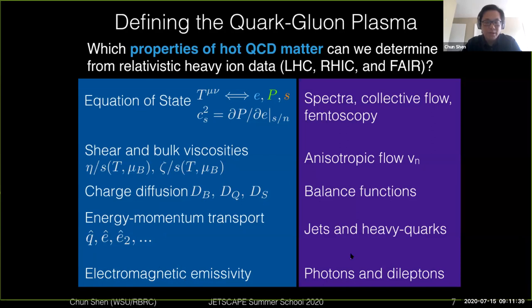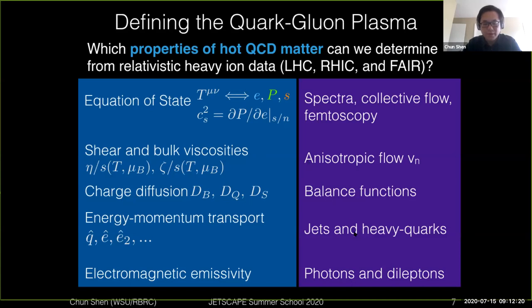On the right-hand side, I list a few observables that have a direct link with these thermodynamic and transport properties of the quark-gluon plasma. For example, if you want to understand the thermodynamic properties of the QGP, the most sensitive observables in experiments are measurements of particle spectra, collective flow, and femtoscopy, like HBT correlations. And in the research, we found that anisotropic flow is the most sensitive observable that can help us constrain shear and bulk viscosity. And this will be our goal for this talk.